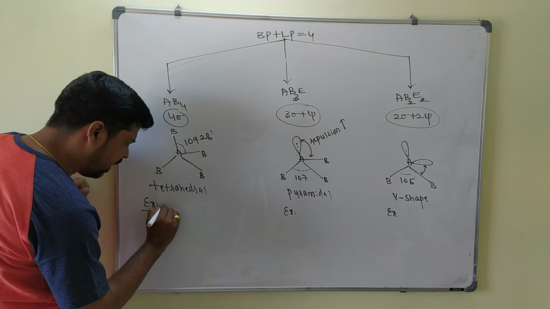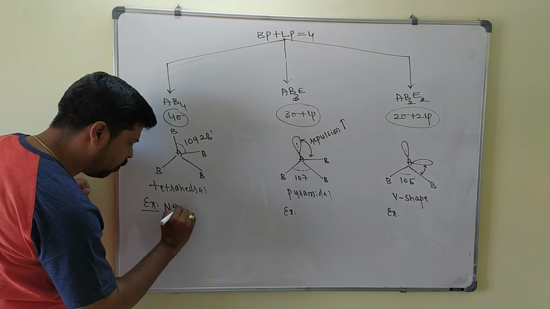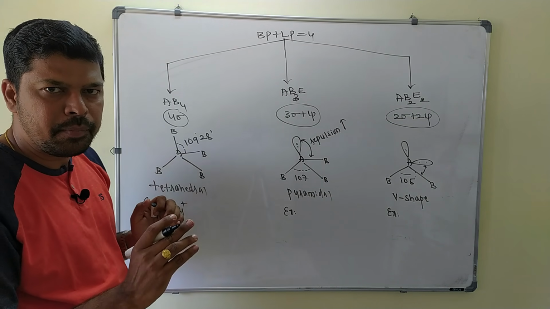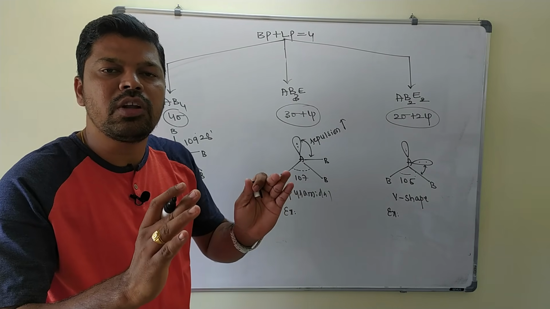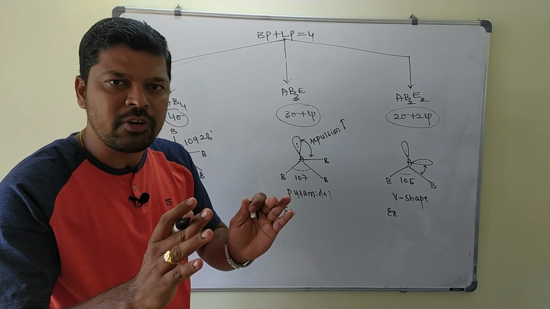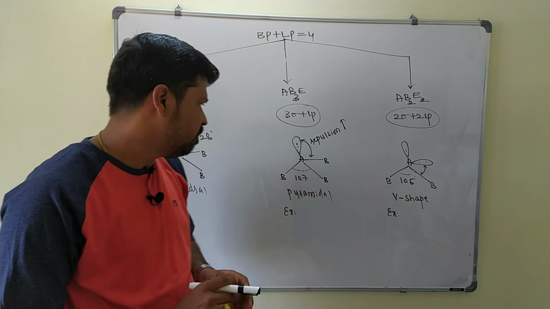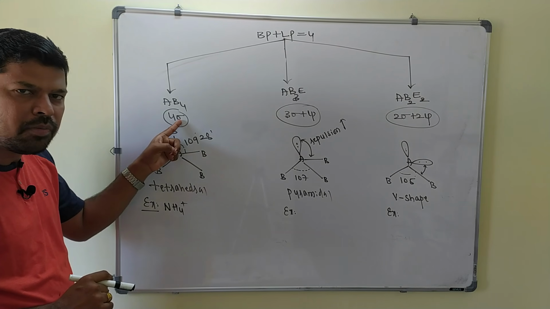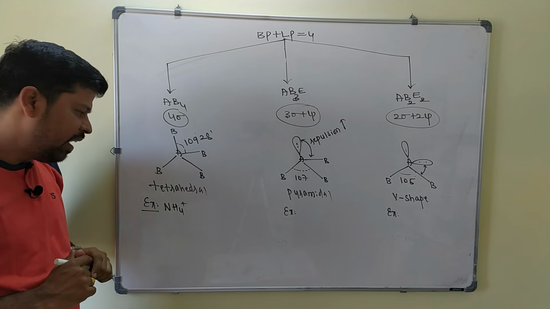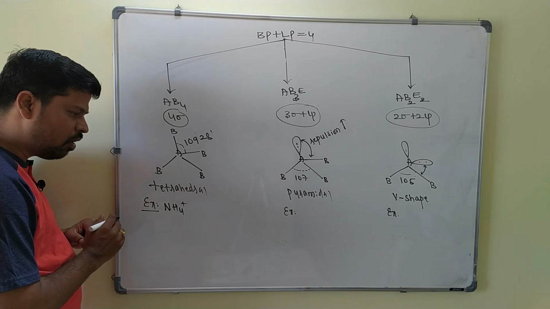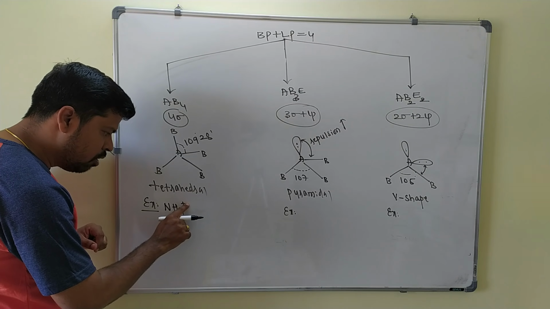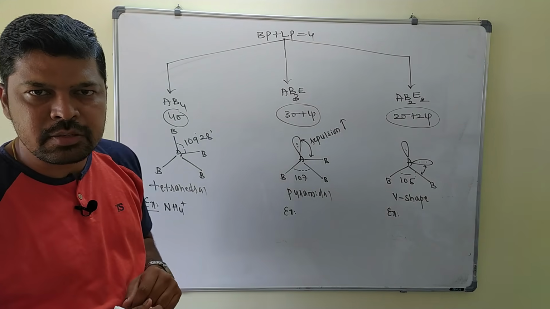First one, I will write another example here, NH4 plus. Always keep in mind, if you calculate the total number of bond pairs and lone pairs of electrons, based on this hint you can predict the shape of the molecule. So any molecule having 4 sigma bonds, the shape of the molecule is what? Tetrahedral. Here I write an example of NH4 plus, a positively charged species; positively and negatively charged species are given.